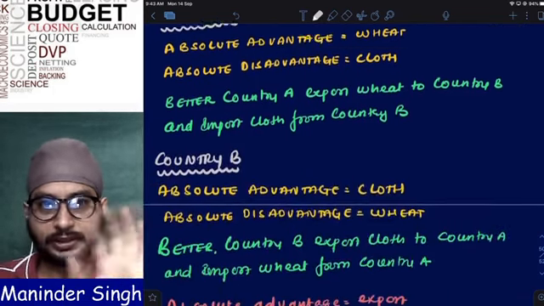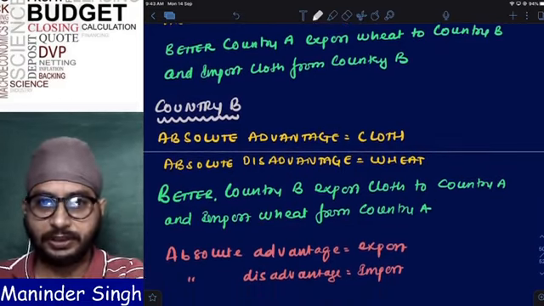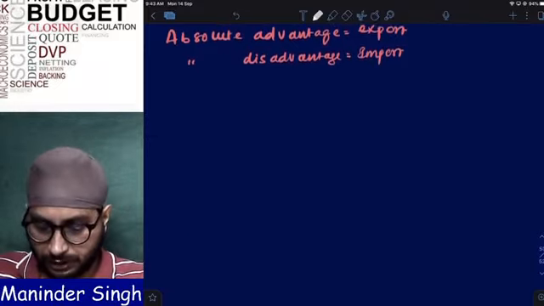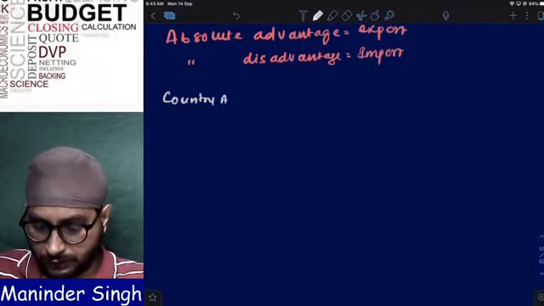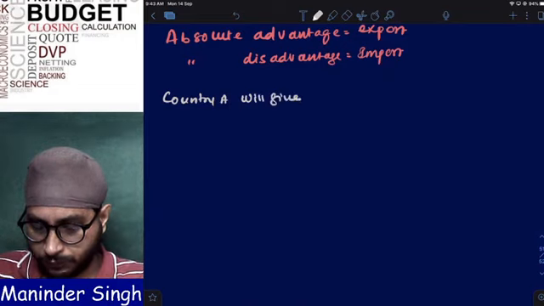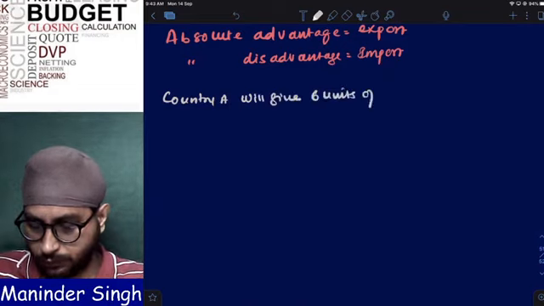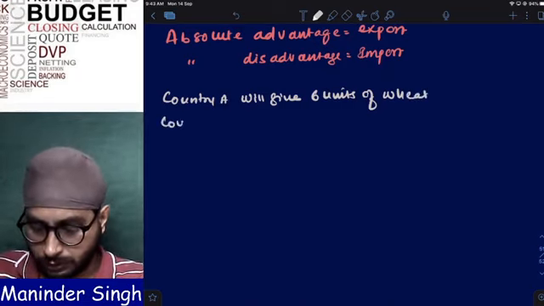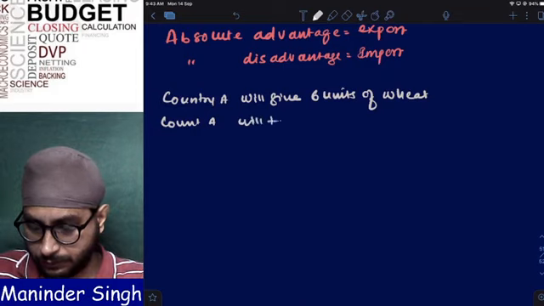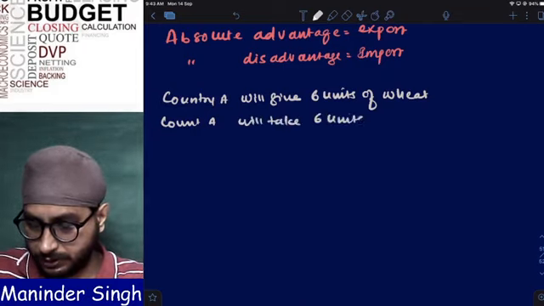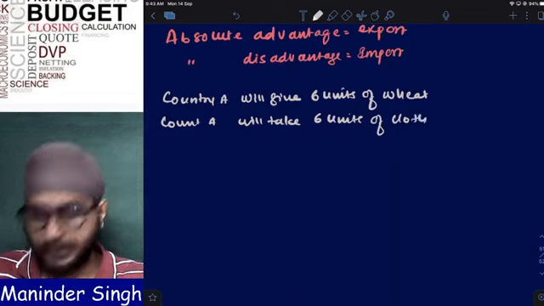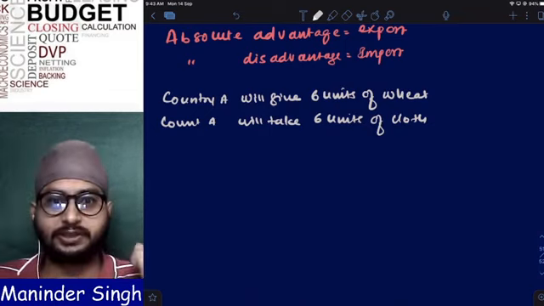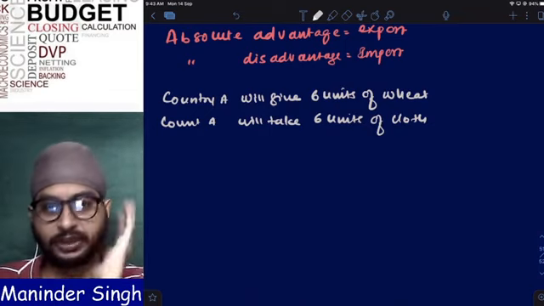How many units of cloth will I take? 6 units only, right? When I'm giving you 6 units of wheat, then why will I take 5 units of cloth? So country A will give 6 units of wheat, and country A will take 6 units of cloth, right? I will also take 6 units only. Clear? I will ask you to give me 6 units of cloth.